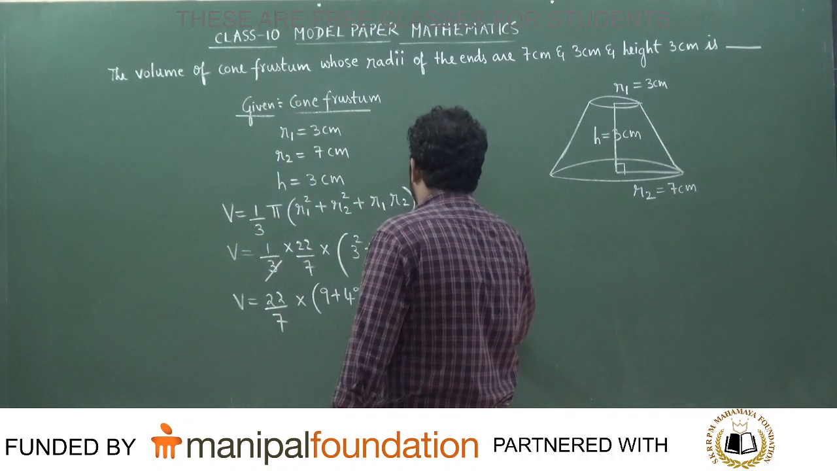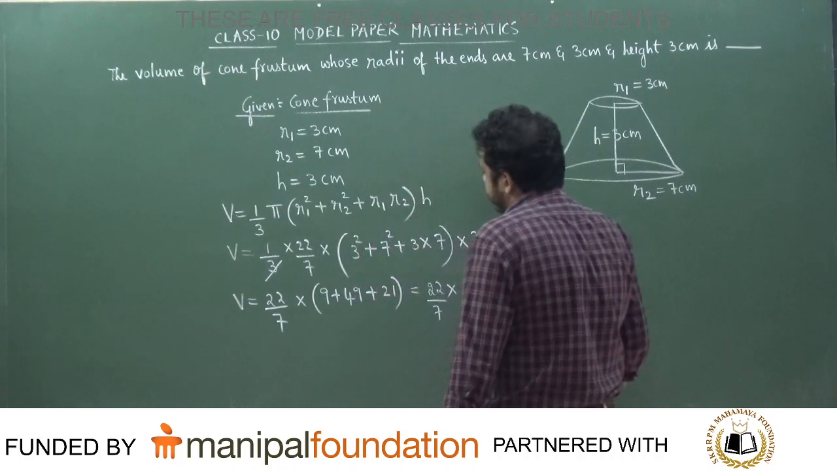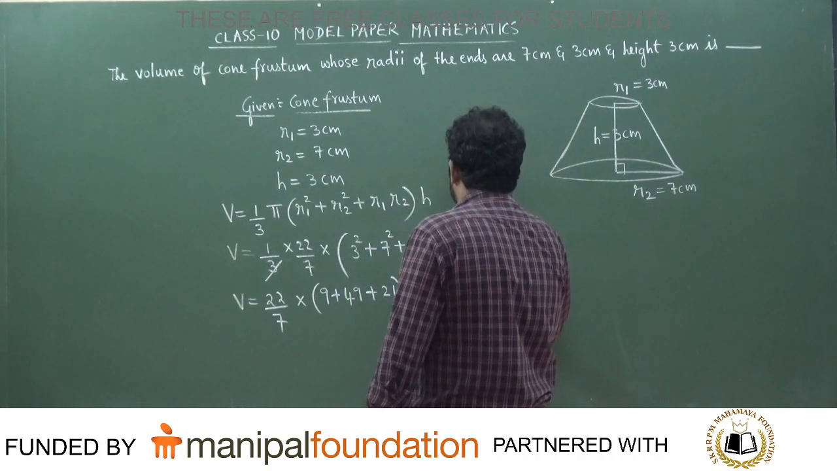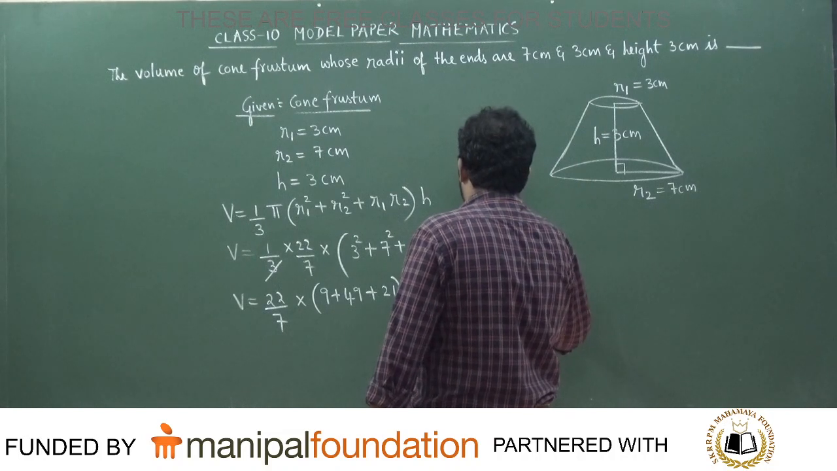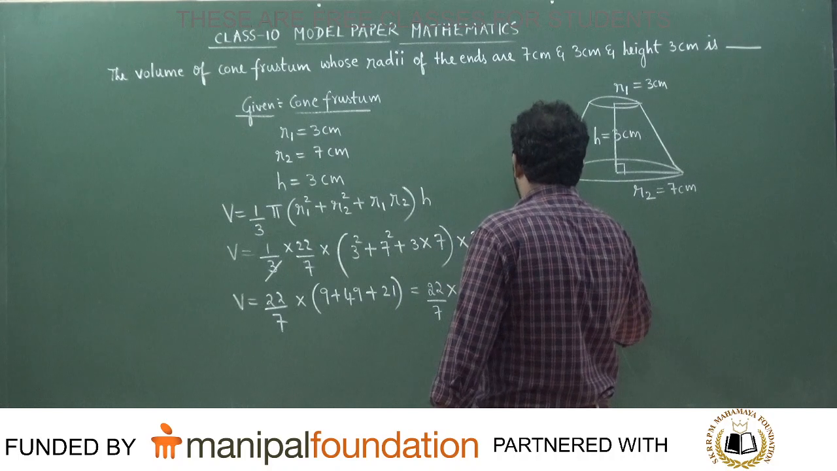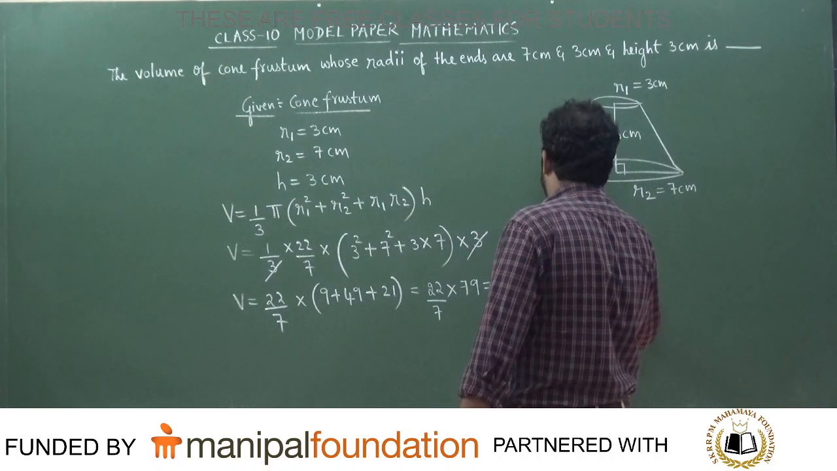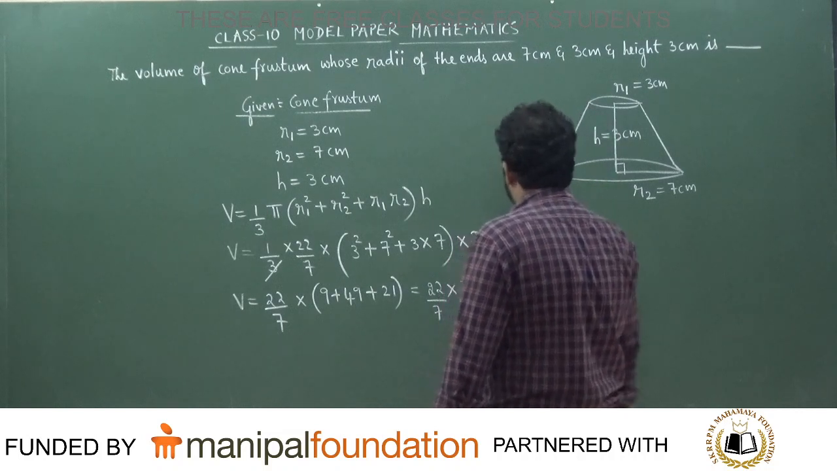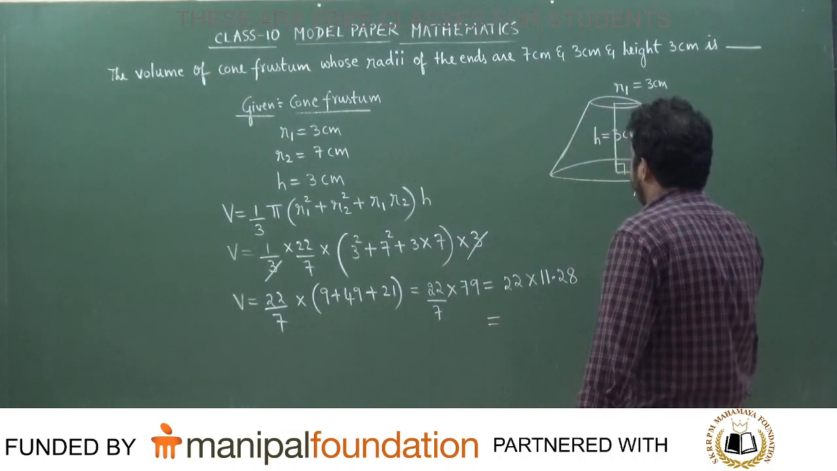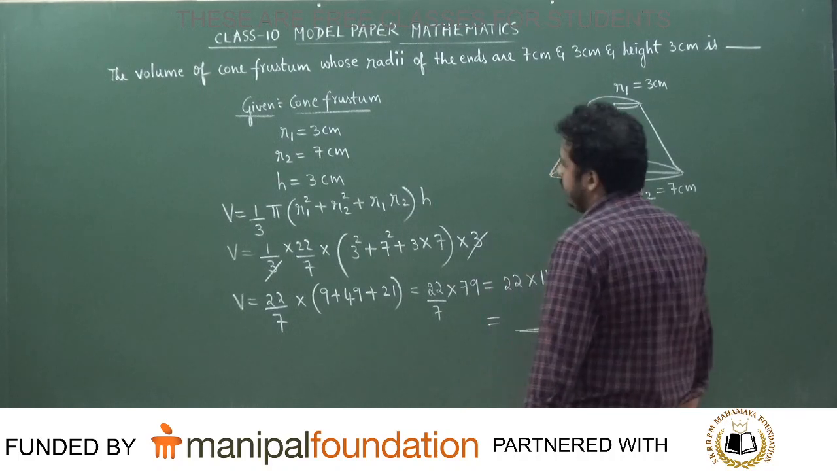So what will be the answer to the question? 22 by 7 into 79. So what will be the answer that we get? 22 into 79 divided by 7 is 11.28. Is it correct or not? Two decimal places if you solve is more than enough. The answer will be so much centimeter cube because that's the volume.